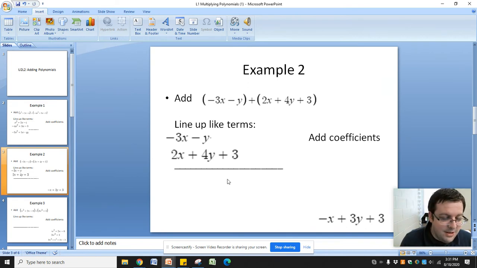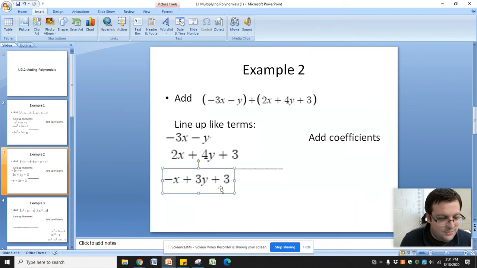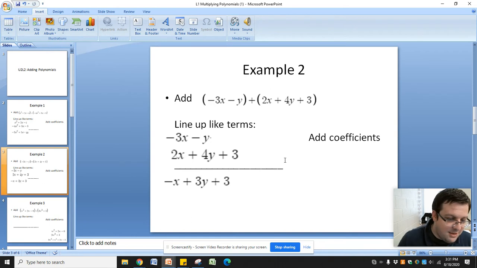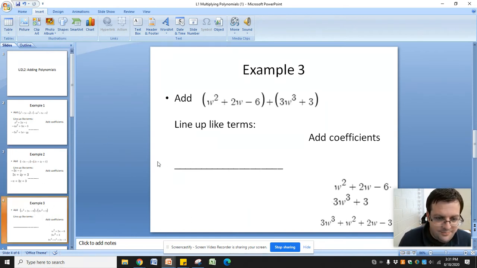So when we go to add these, negative 3 plus 2 is just going to make a negative 1x, because that variable is going to stay there. Negative y plus 4y should just end up being a positive 3y. And because there's nothing going on here, we just leave this as plus 3. So our answer, I'll move it over, will just be negative x plus 3y plus 3. Okay, nothing too bad at all. Let's try another one just to make sure that we got it.